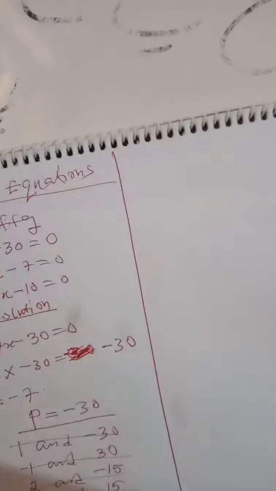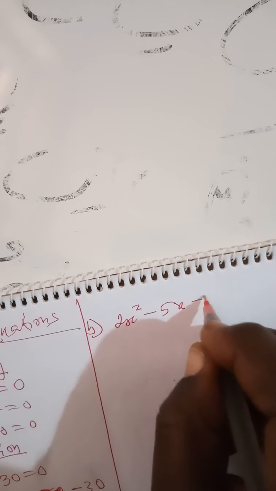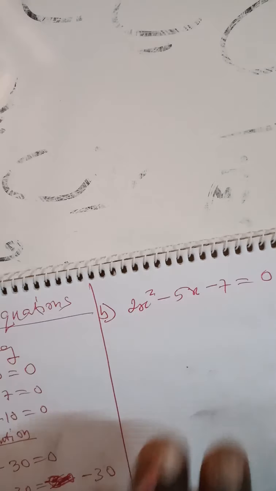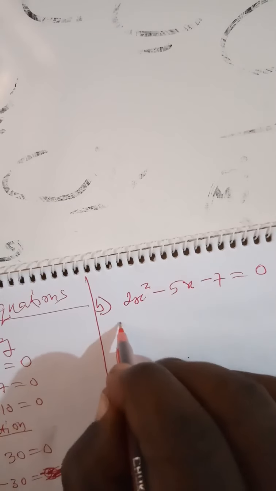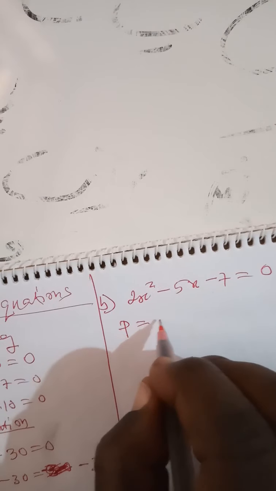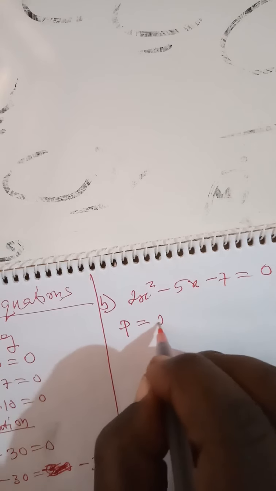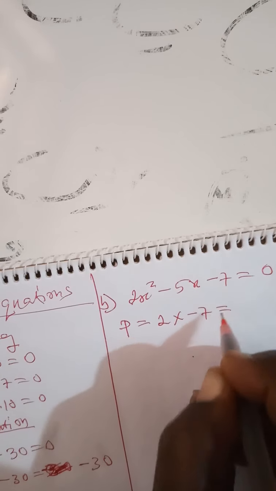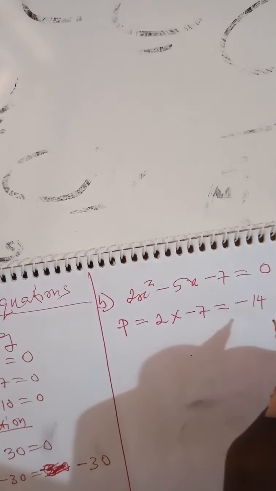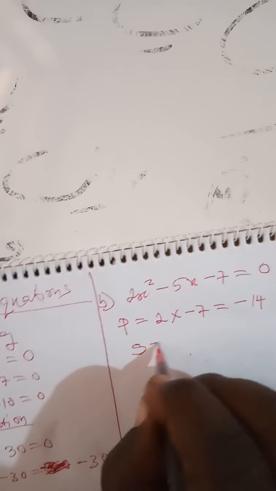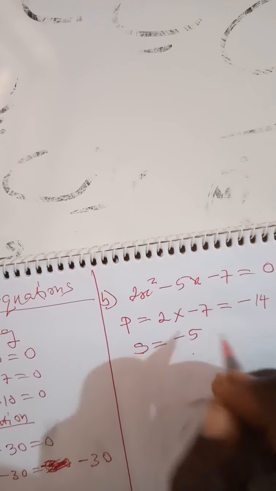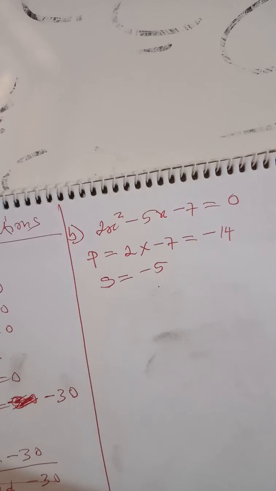Okay, let's go to the next one. The next one is B, right? We have 2x squared minus 5x minus 7 is equal to 0. In dealing with this, the first thing I get is my product. The product I deal with is 2 and this. I'll multiply them, 2 and minus 7. 2 times minus 7 would give me minus 14. Okay? And the sum I am dealing with is minus 5.